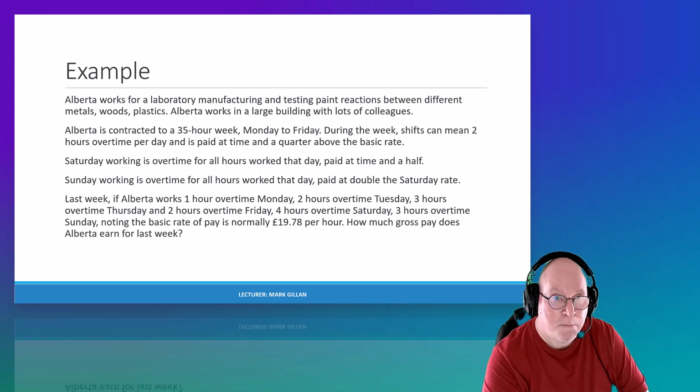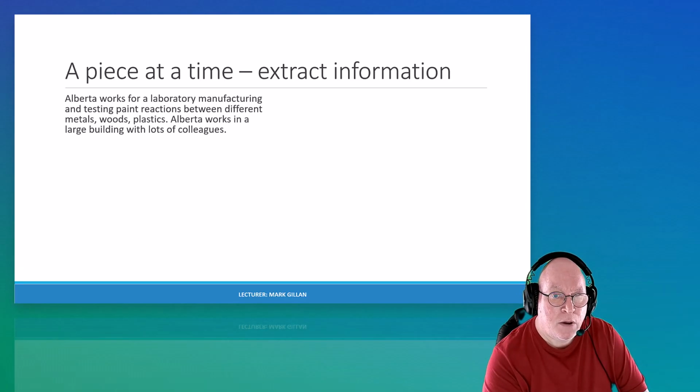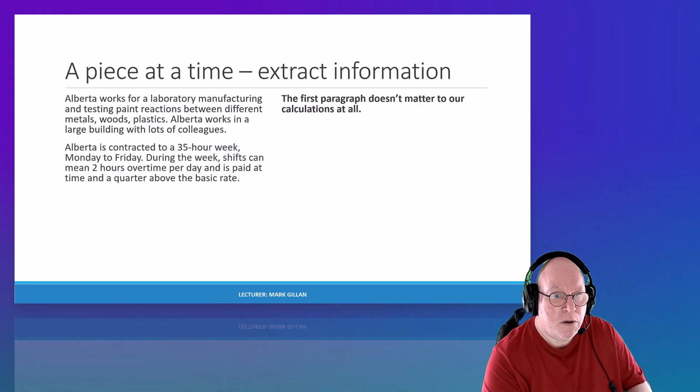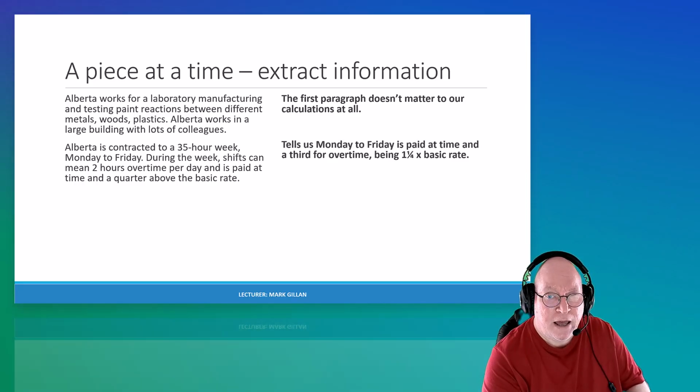Okay, so you're back again. If you haven't, pause it and come back. Okay, right, a piece at a time. So we take the first bit here, and what we can see is there's nothing really there that's going to give us much for calculations. Then there's another wee bit from it as well. If we take bits from here, this is going to tell us Monday to Friday is paid for overtime at a time and a quarter. So we can take information from that. It's time and a quarter multiplied by the basic rate.